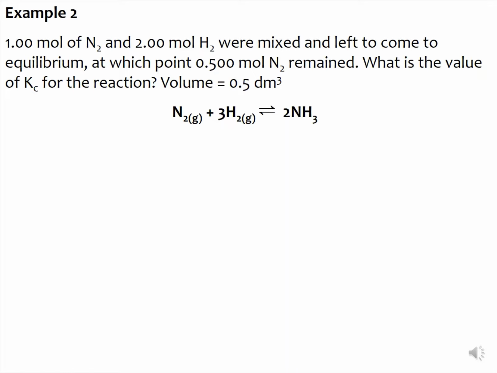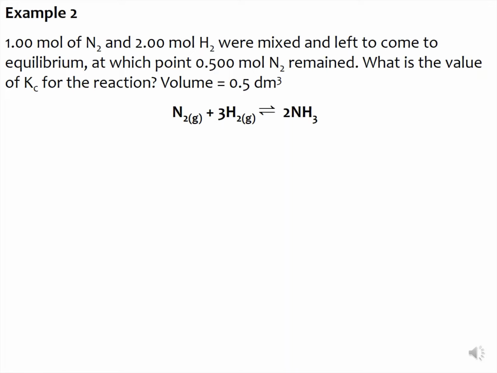So to look at a second example, just to make sure that you've got some experience of these: 1 mole of N2 and 2 moles of H2 were mixed and left to come to equilibrium, at which point 0.5 moles of N2 remained. What is the value of Kc for the reaction? Volume equals 0.5 decimeters cubed. N2 plus 3H2 in equilibrium with 2NH3.